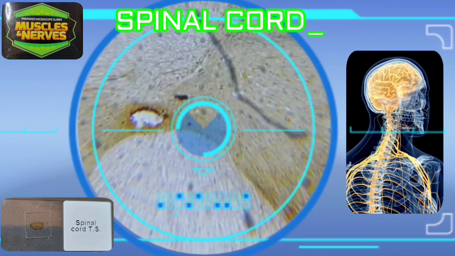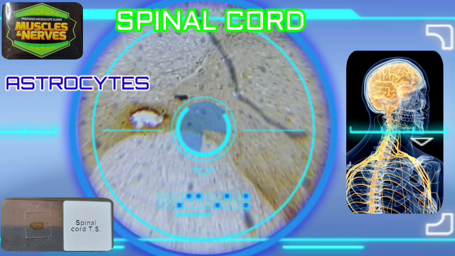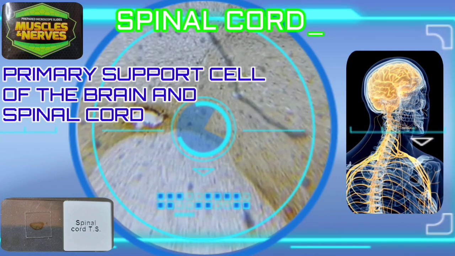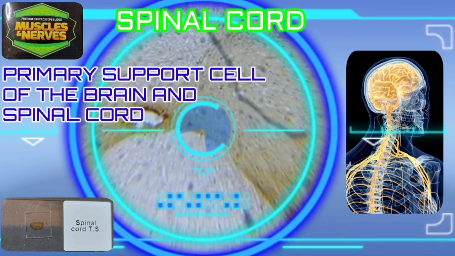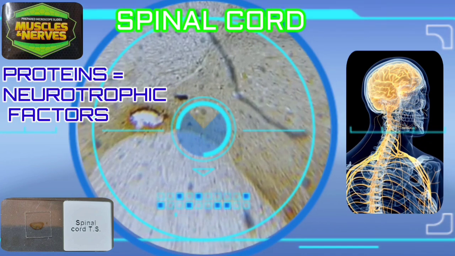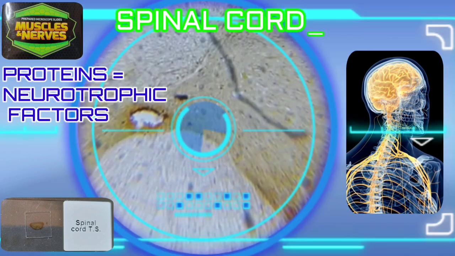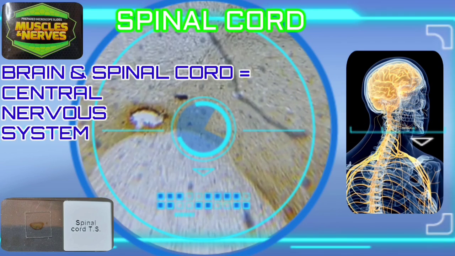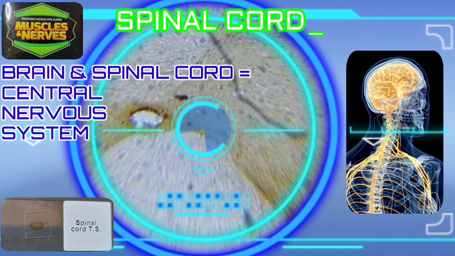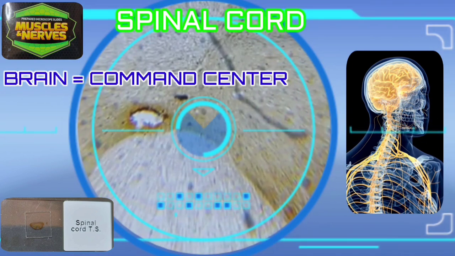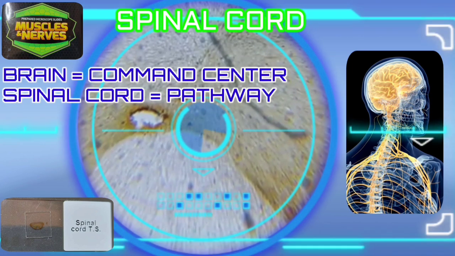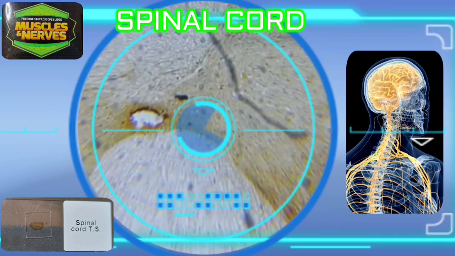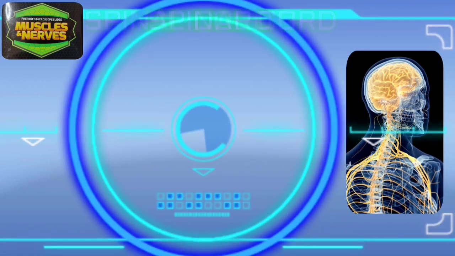What cells are in the spinal cord? Astrocytes, a kind of glial cell, are the primary support cells of the brain and spinal cord. They make and secrete proteins called neurotrophic factors. The brain and spinal cord are your body's central nervous system. The brain is the command center for your body, and the spinal cord is the pathway, the highway for messages sent by the brain to the body and from the body to the brain.